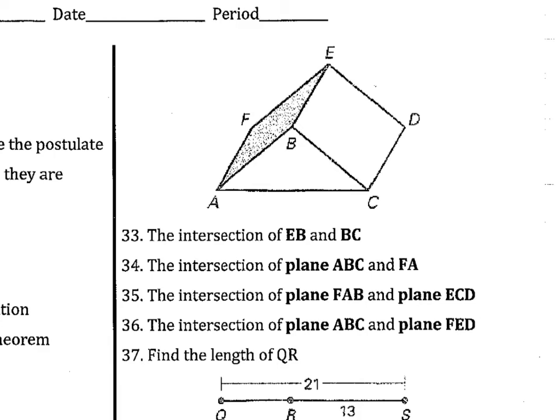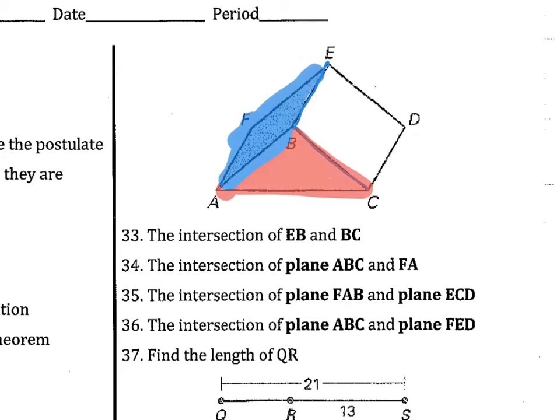Okay, 33 through 37, we're going to use this picture right here. First off, what's the intersection of EB and BC? 34 talks about plane ABC, so this plane right here, and plane FAB. So also, let's shade it a different color. This plane here, this side panel. Those two intersect where? At what?